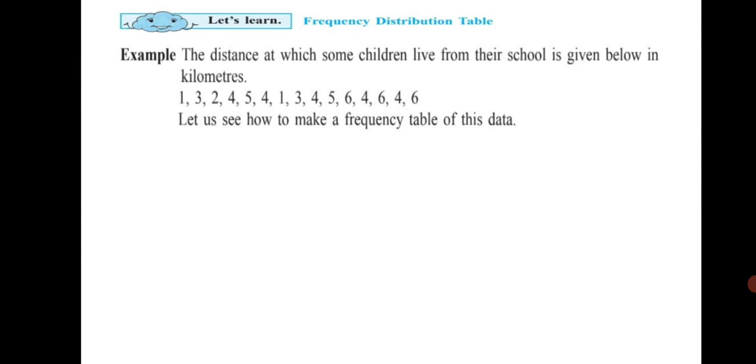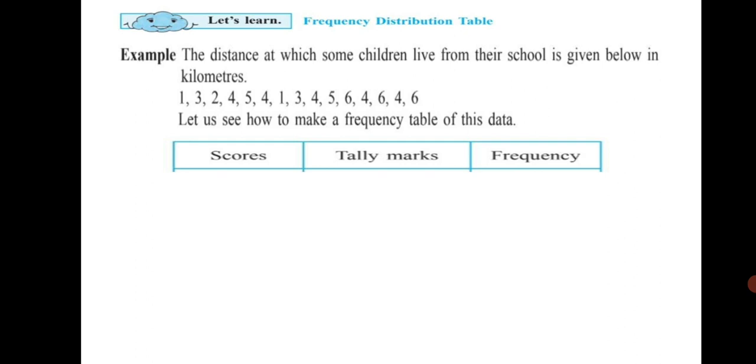Sometimes in collected data, some scores appear again and again. The number of times a particular score occurs in a data is called the frequency of that score. In such cases, a frequency table is made with 3 columns: one each for the score, the tally marks and the frequency.